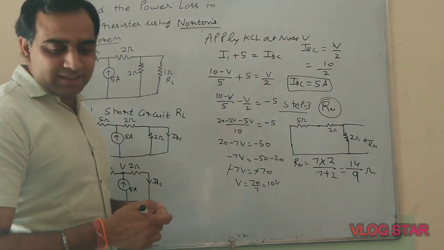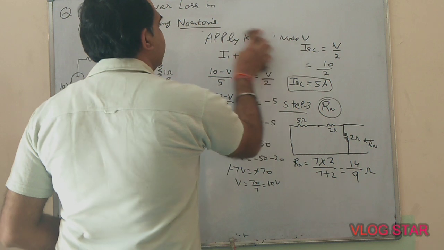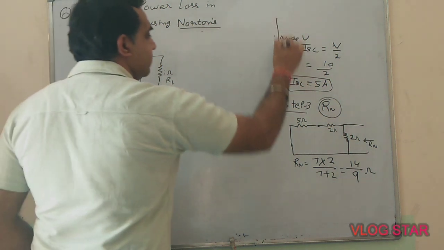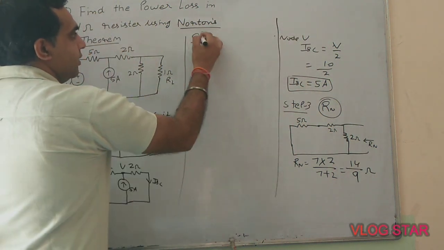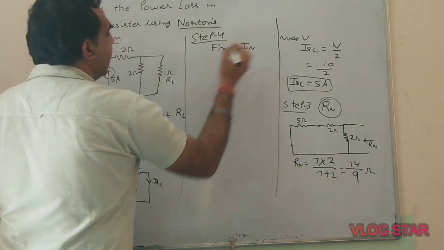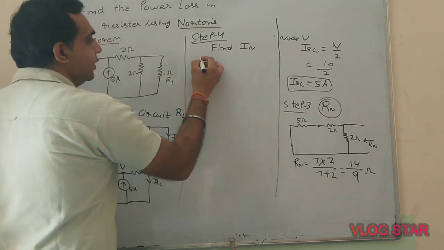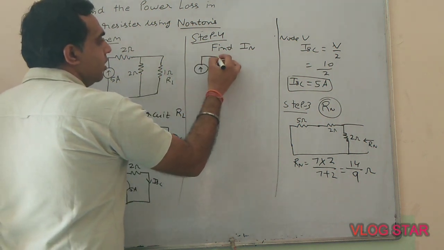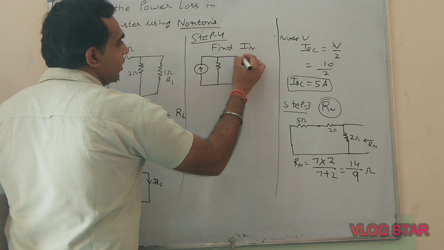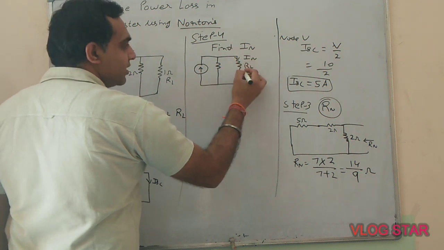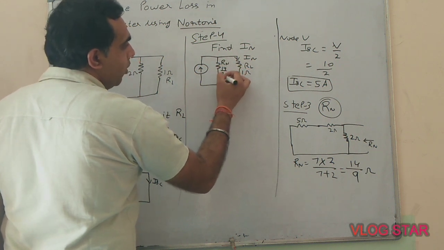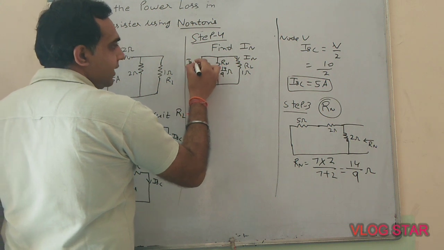Now, in the case of the last step, step number 4, find IN across this 1 ohm resistance. Always draw the circuit like that. This one is the load resistance 1 ohm. This one is Norton resistance, that is 14 by 9 ohm, and this is ISC current. ISC current is 5 ampere.